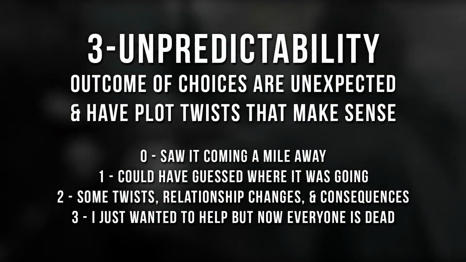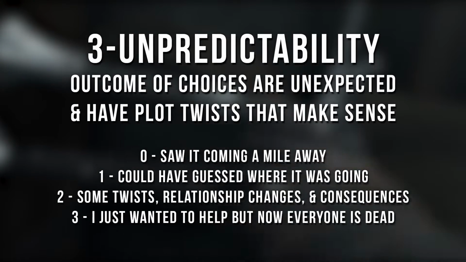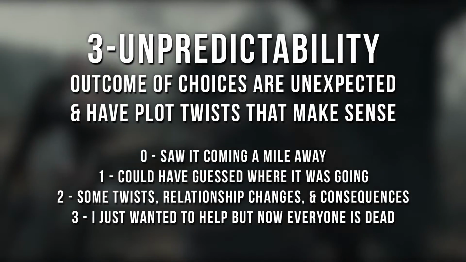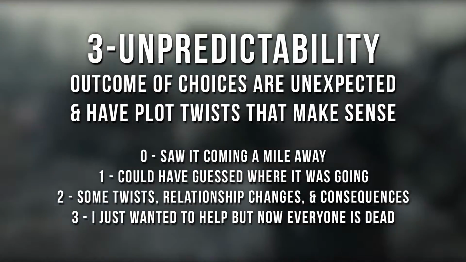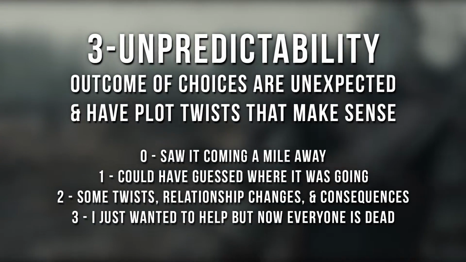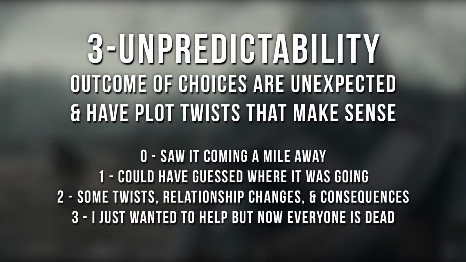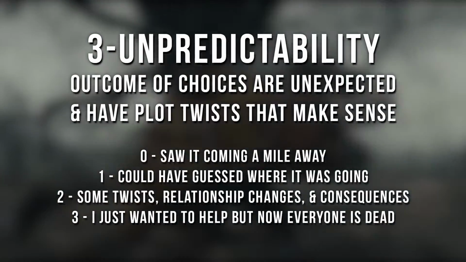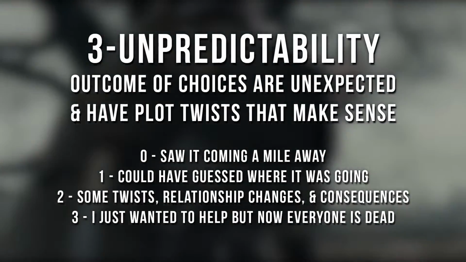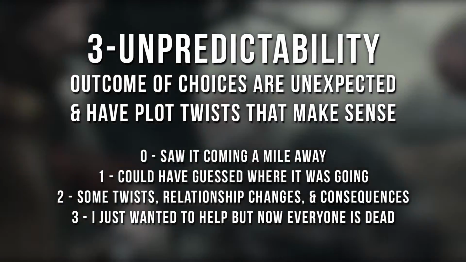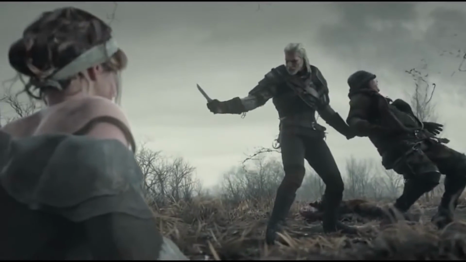Criteria 3, unpredictability. The outcome of your choices are unexpected and have some real plot twists that make sense but you can't see coming. 0 means you saw it coming a mile away. 1 means although there were some choices to make, you kinda could've guessed where it was going. 2 means there are some twists, relationship changes, and consequences that were difficult to predict. And 3 means I just wanted to help but now everyone is dead. A good example of this would be The Witcher.